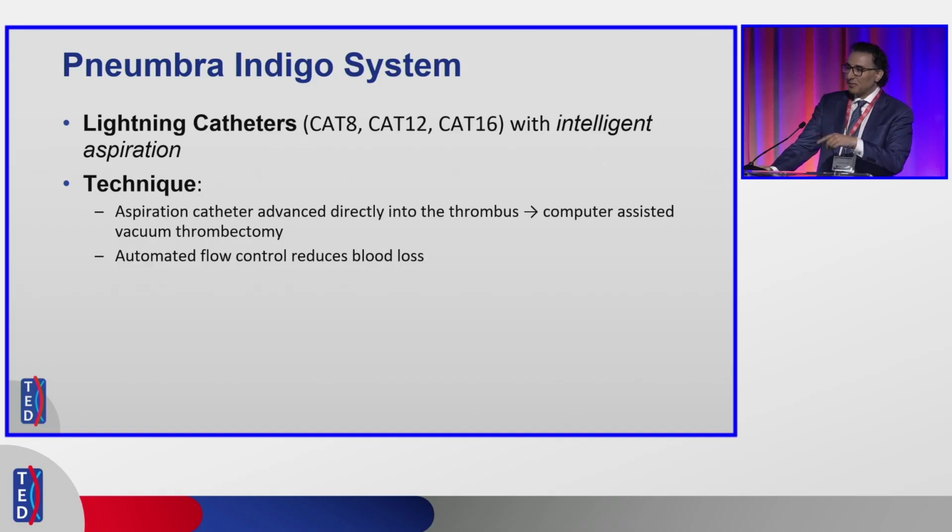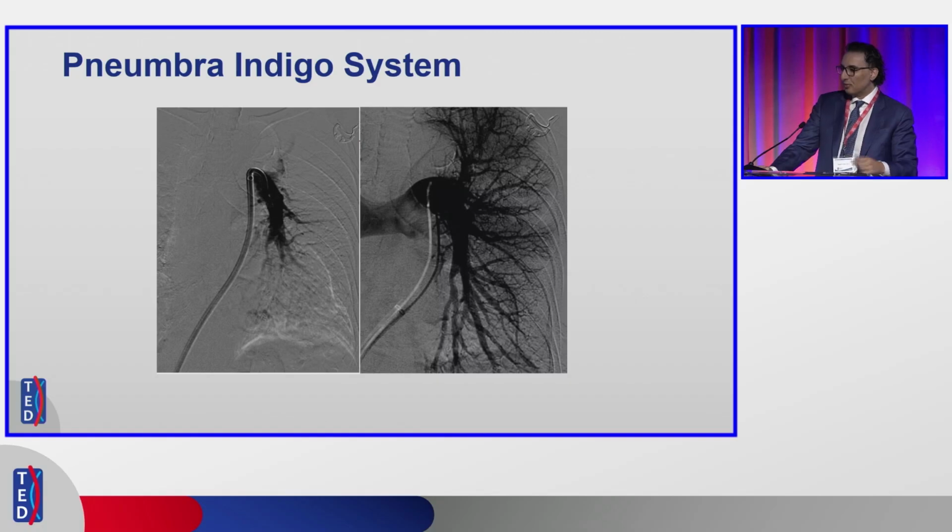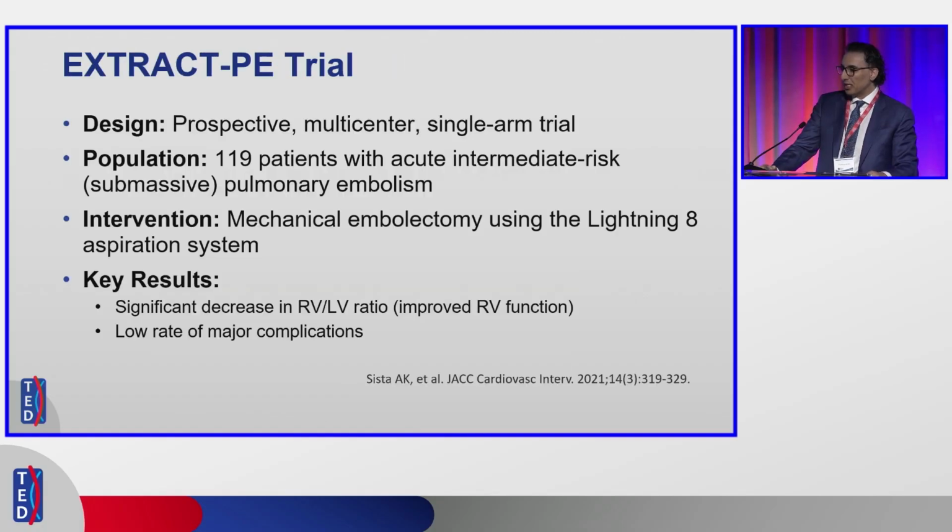So the Penumbra device, it's using a catheter with what they call intelligent aspiration. It's basically a computer-assisted vacuum thrombectomy. They have 3 different sizes: 8, 12, and 16. You can see a good result from that there.